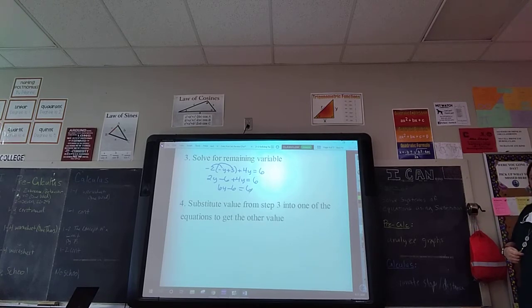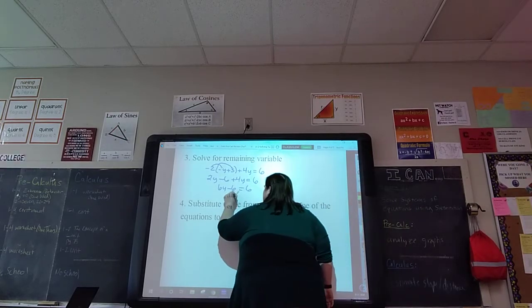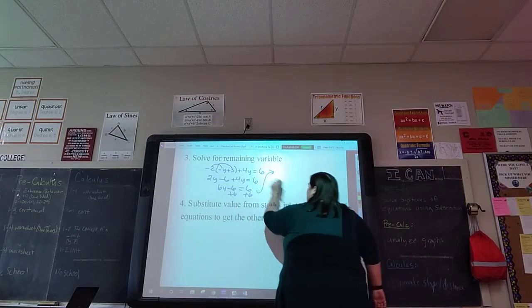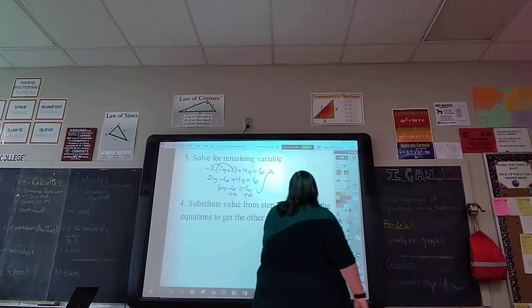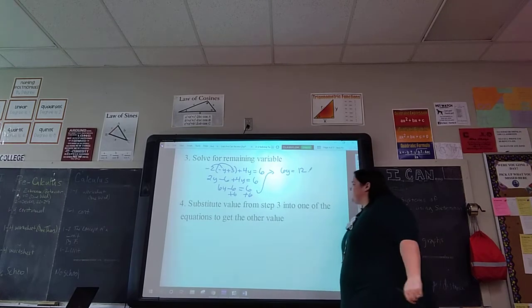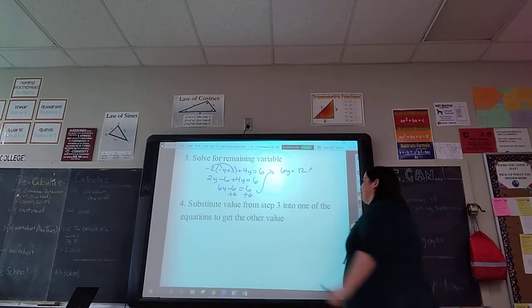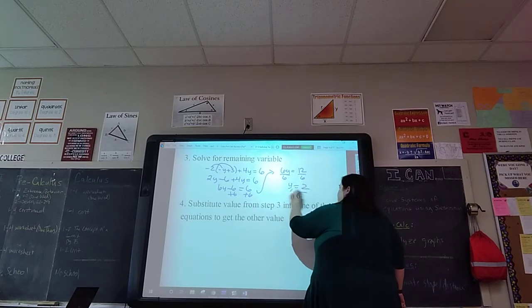So what's our next step? Add the 6. Yep, move the 6, add the 6. So we have 6y equals 12. So then what do I need to do? Divide by 6. So y equals 2.